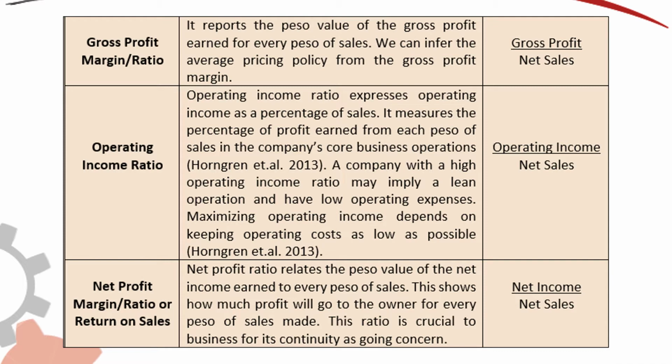Next, we have the net profit margin or the ratio of return on sales. Net profit ratio relates the peso value of the net income earned to every peso of sales. This shows how much profit will go to the owner for every peso of sales made. So the formula is net income divided by net sales. Let's say that the result for this one is 11% also. So it means that for every 1 peso net sale, the business generates 0.11 peso net income.